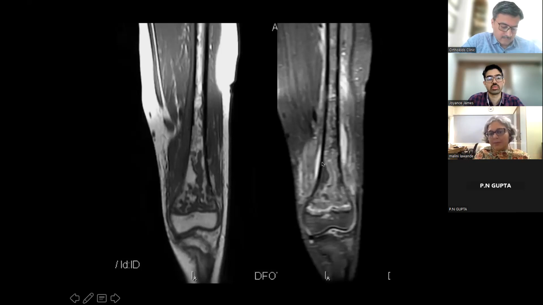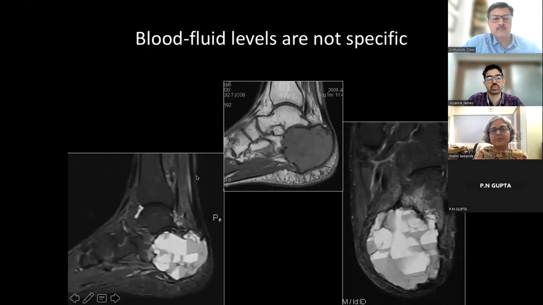And also you have abscess fluid here. But this fat, when you see interspersed, you are sure that this is not aggressive, except as I said, very rarely lymphoma can still cause it. Next important thing is blood fluid levels are not specific. Just seeing blood fluid levels doesn't make it aneurysmal bone cyst.